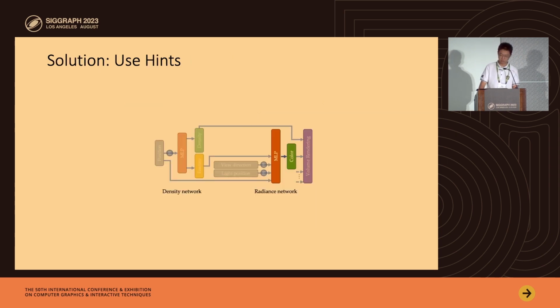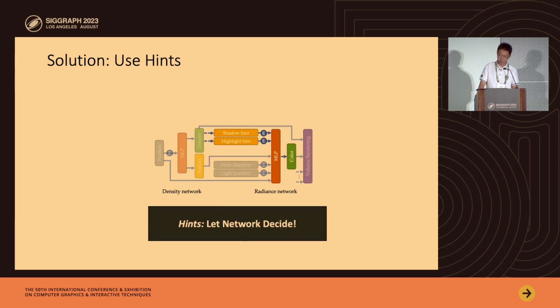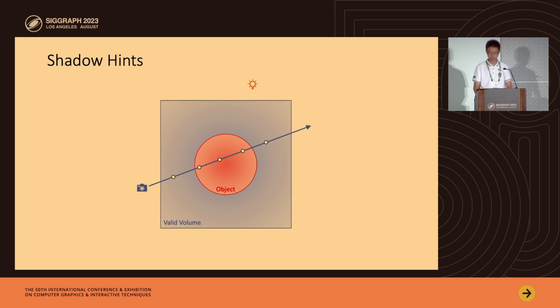To overcome this challenge, we supplement the input to the MLPs in the neural radiance network with additional shadow and highlight hints. Critically, we do not impose how these hints are combined with the estimated radiance, but leave it to the network to decide how to use these hints.